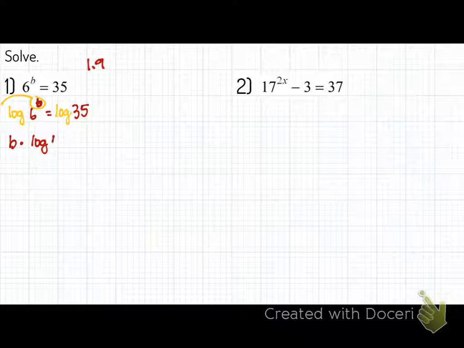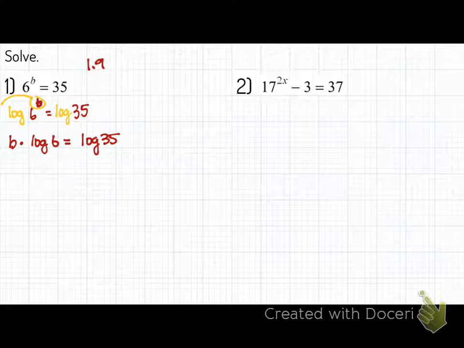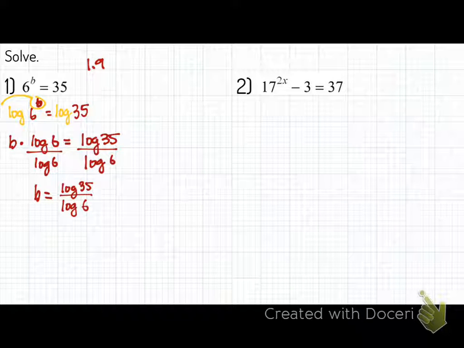So it's b times common log of 6 is equal to common log of 35. Okay? I want to get b by itself, so I'm going to divide both sides by common log of 6. Okay, so now we're at the end. So b is equal to log of 35 over log of 6.